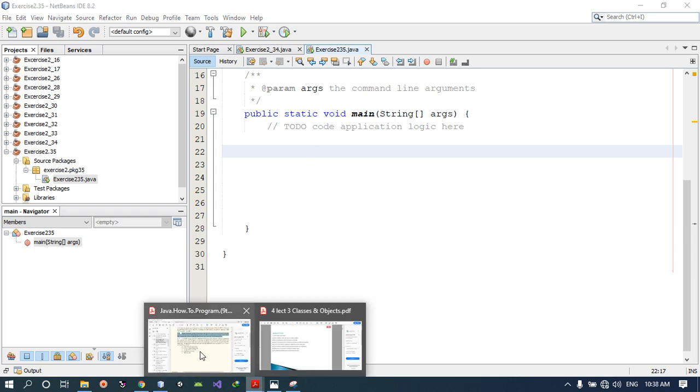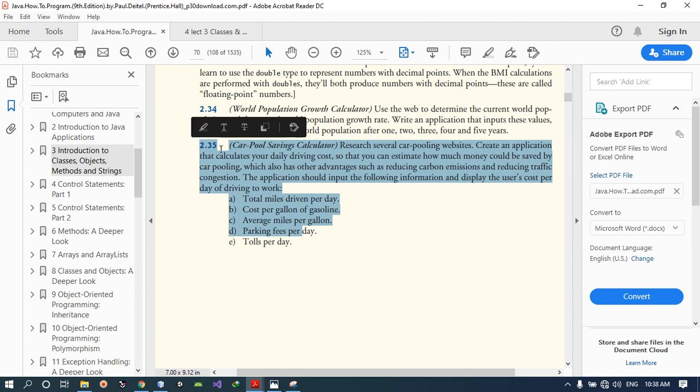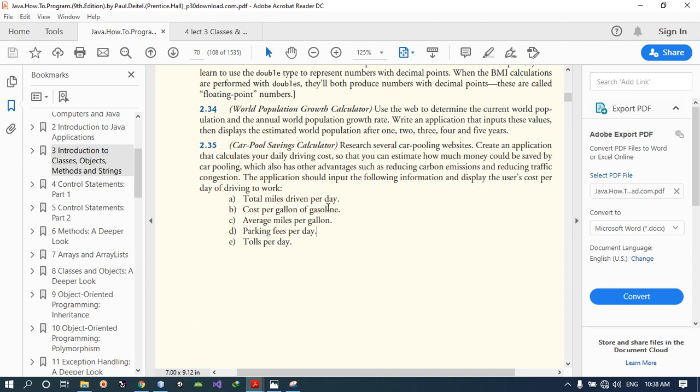Today in this video I want to solve the question number 2.35. The question is carpool saving calculator. So the variables, the things we need, are given here. So let's calculate it.